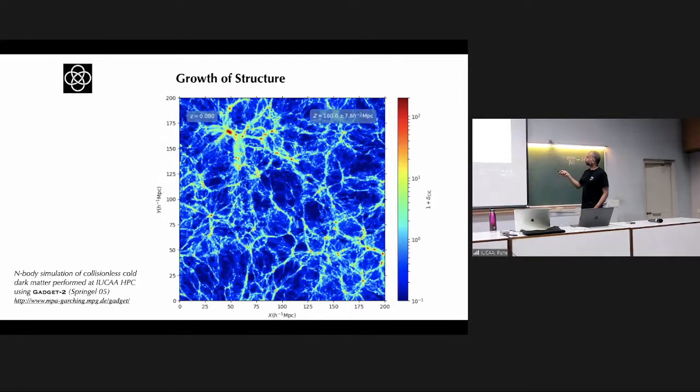At later times, when the universe starts looking like this, it's clear that this approach will not be valid anymore. Because when 1 plus delta is of the order of 100, what is the order of magnitude of delta itself?